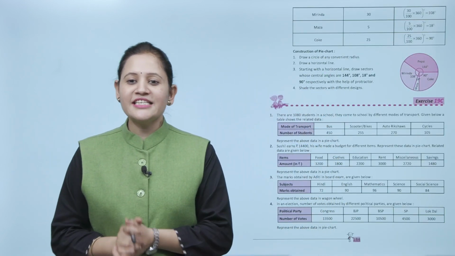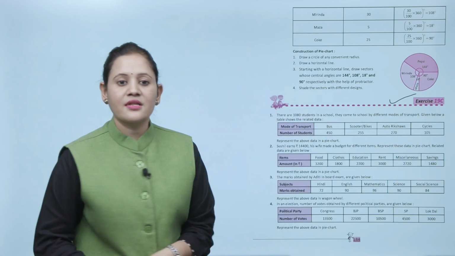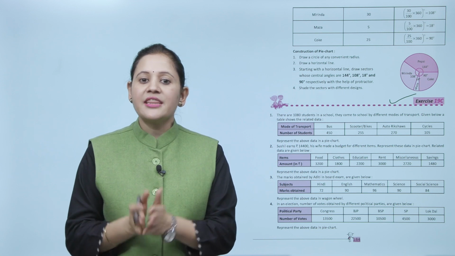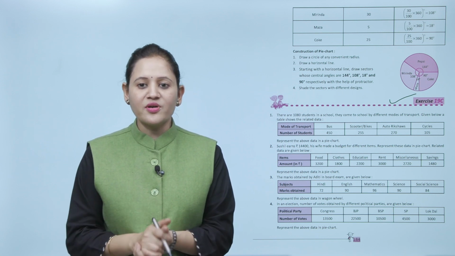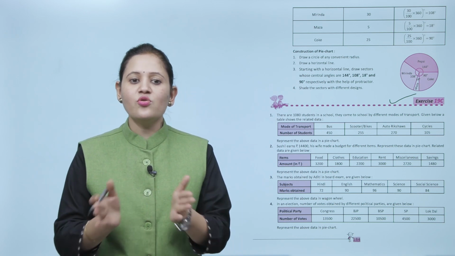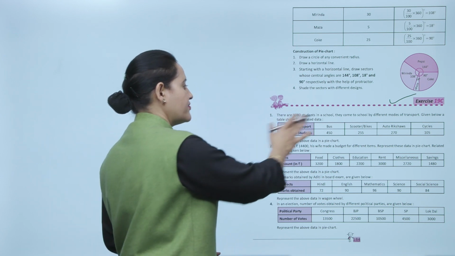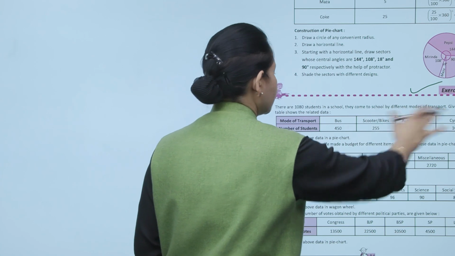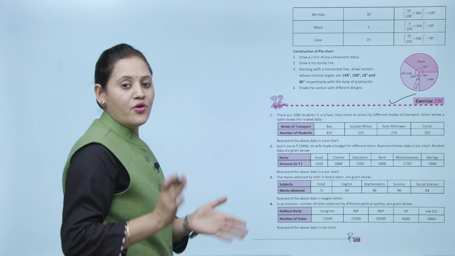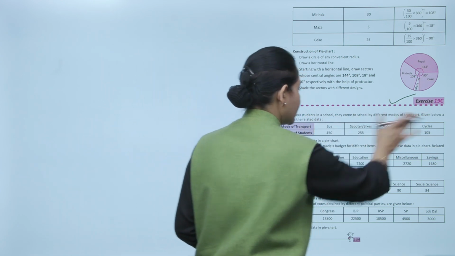Next is exercise 19C. There are 1080 students in a school. They come to school by different modes of transport. Given below is a table showing the related data, and you have to represent the data in the form of a pie chart. Here the modes of transport are bus, scooter, auto rickshaw, cycle. The total number of students is 1080. So you have to find the center angle for each: bus, scooter, auto rickshaw, cycle.